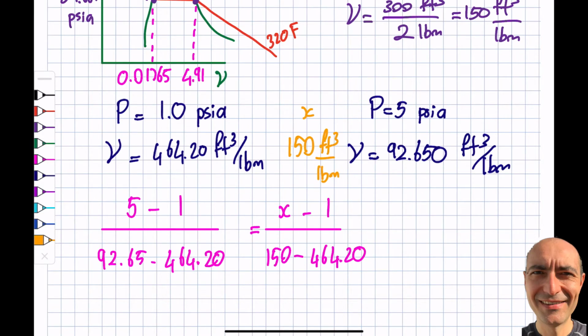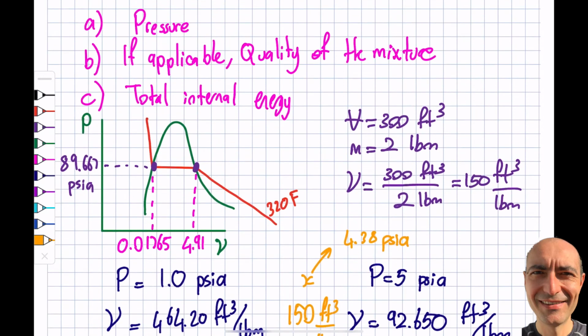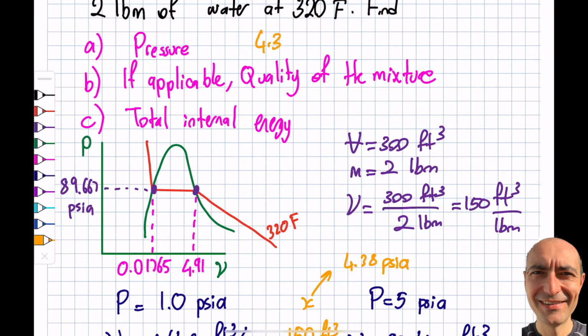So if I go ahead and find the X from here, in this particular case, you will see that this will be the answer to my question, 4.38 psia, okay? So if I go up over here, this will be 4.38 psia, okay? So that is the answer. What about the question B? What is the quality? Well, there's no quality. Quality is only defined within this here. So basically the answer is does not exist, okay? So this doesn't exist.